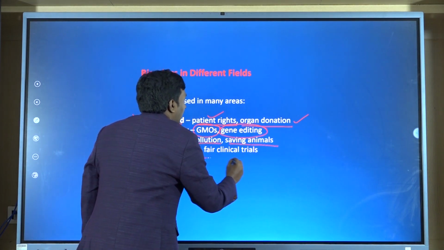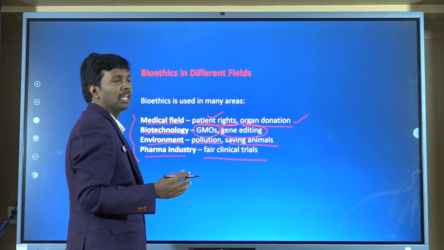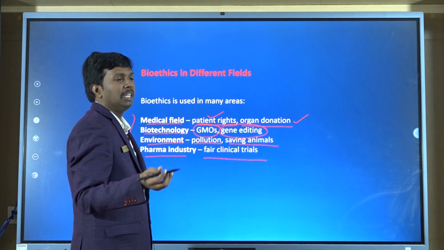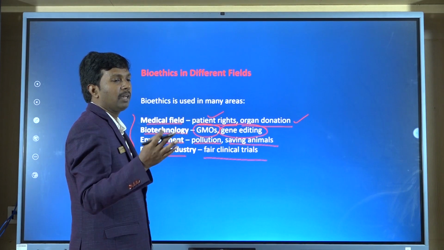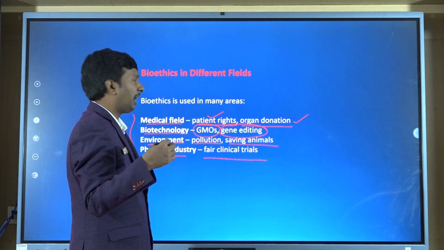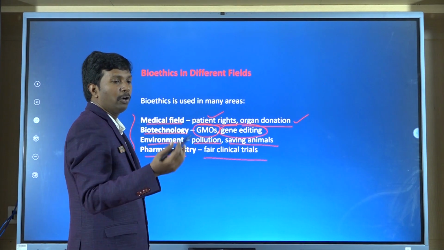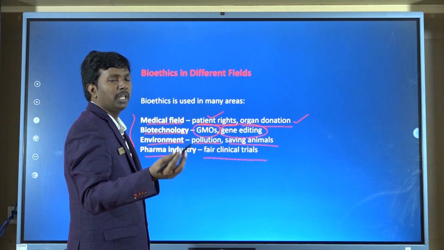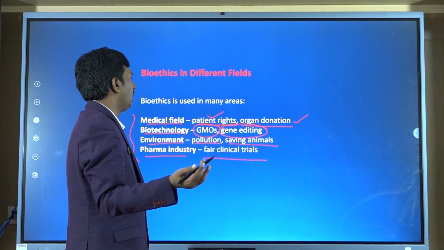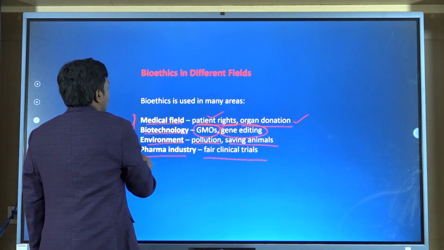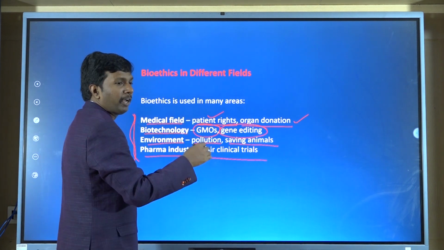So fair clinical trials. We have to do fair clinical trials, because if you are not doing fair clinical trials, and that medicine or some other injection or drug comes to the market, you are causing harm to the people, right? So before doing that, in every task we have to think about what is right and what is wrong. So these are different medical fields, so we can apply different bioethical questions.